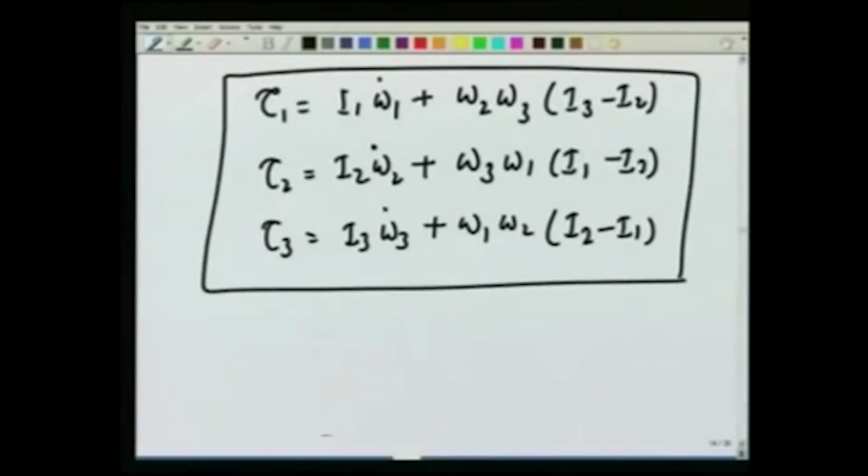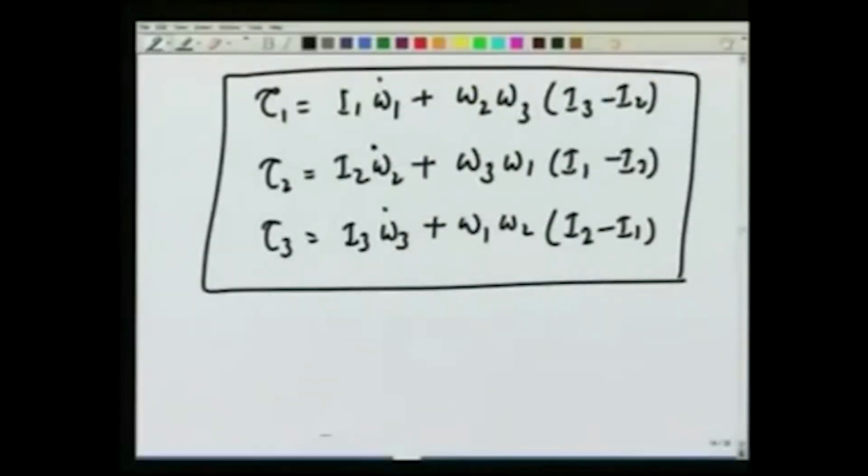Where the directions 1, 2 and 3 refer to the principal axes of the rigid body, and omega 1, omega 2, omega 3 are the components of the angular velocity along those axes, and omega 1 dot, omega 2 dot, omega 3 dot are the components of change in omega along these axes. We will now apply these equations to some other examples and see what we get.